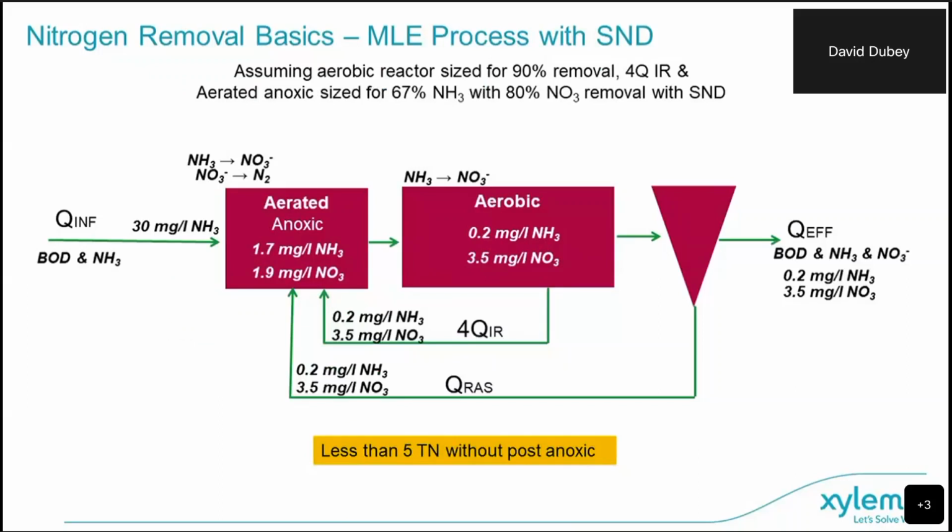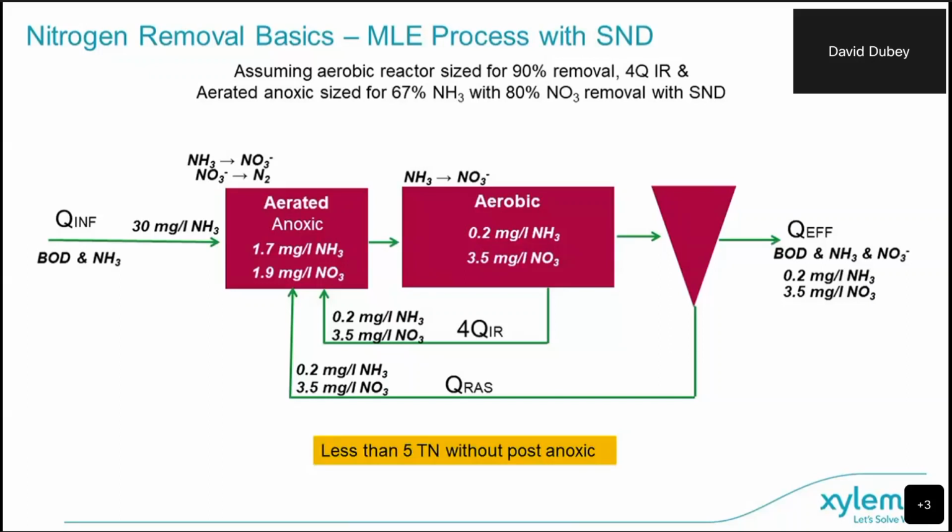And here's if we add internal recycle. So if we add the internal recycle, that lowers the concentration of this influent in the aerated anoxic basin just because of the sheer volume. So this 30 milligrams per liter only becomes 1/6 of the volume in the aerated anoxic. And if we get 67% removed, that gets us down to 1.7. And then if we have 80% of the nitrates converted, that gets us down to 1.9.